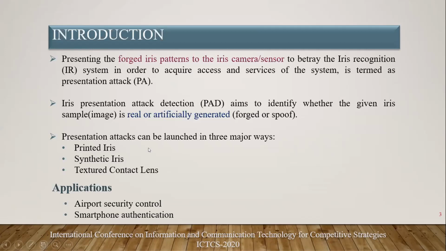Now if we talk about the countermeasure, it is termed as iris presentation attack detection, or iris PAD in short. And the applications where iris presentation attack detection is important: we can think of airport security control in America and smartphone authentication. In both cases, someone can present the iris copy or a video playing an iris image to the system, and he can take authentication. So with this example, we can understand the necessity of iris presentation attack detection.